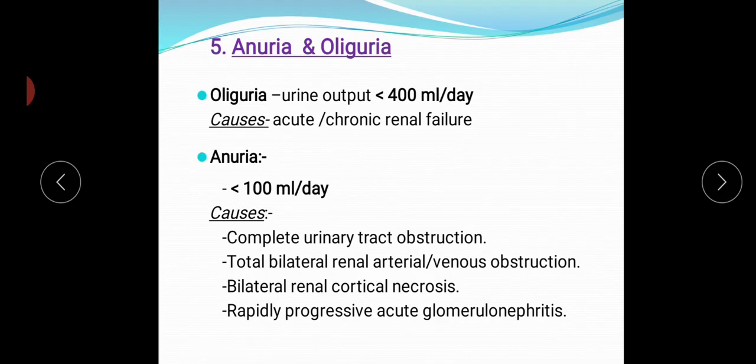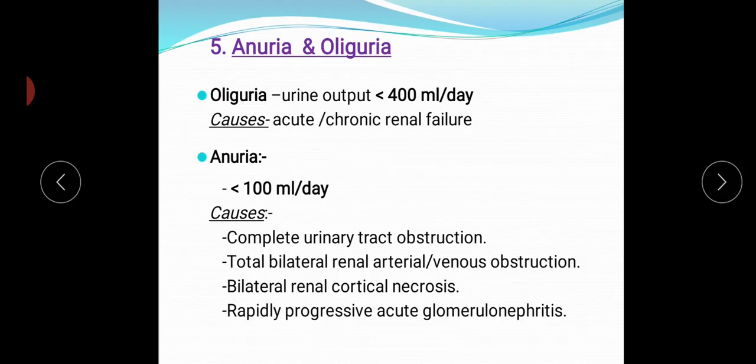But if a person is excreting a urine volume less than that obligatory volume, that condition is known as oliguria. If the person's urine output is less than 400 ml per day, it is known as oliguria. The most common cause of oliguria is acute or chronic renal failure. Oliguria or anuria are always pathological. Second is anuria. Anuria means almost very little passage of urine. If the urine excretion is less than 100 ml per day in an adult person, it is known as anuria. Again, it may be due to various causes.